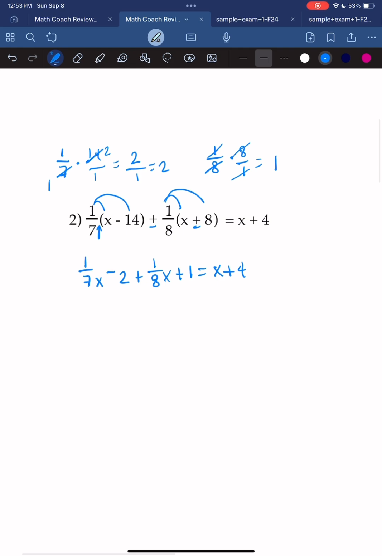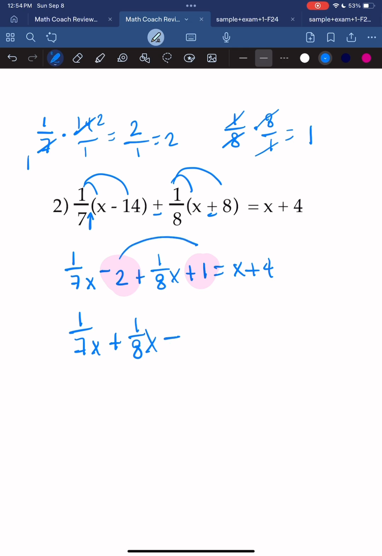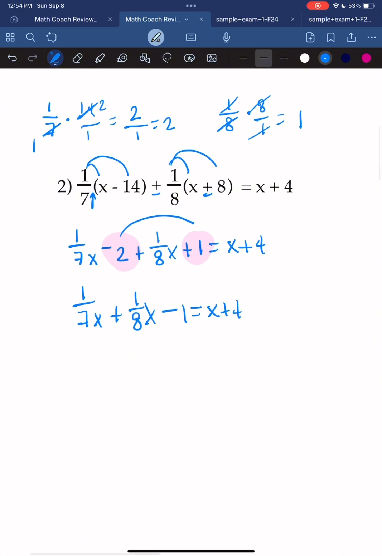Okay, now let's combine like terms. What can we combine right away? This negative 2 and positive 1. So 1 over 7x plus 1 over 8x, and then what's negative 2 plus 1? That's going to be negative 1. And in this case, we do have to write the negative 1 because it's not attached to a variable. It's an actual number. Equals x plus 4.